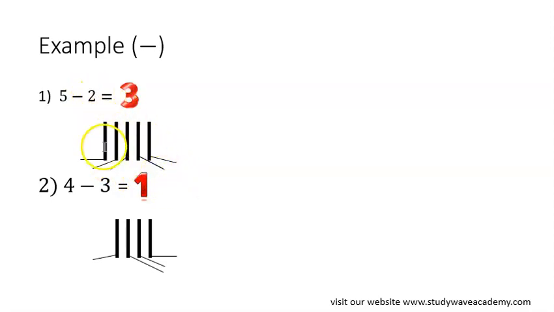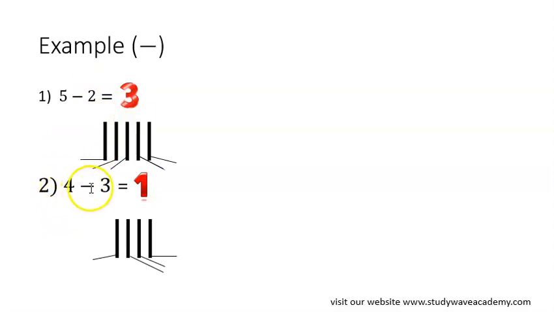And what do we do next? We count the remaining. Let's count. We have 1, 2, 3. So 5 minus 2 is 3. Okay? Good. So we say minus is take away. You have 5 strokes and you take away 2 strokes. And you count the remaining strokes. And how many strokes did you have left? You had 3 strokes left.